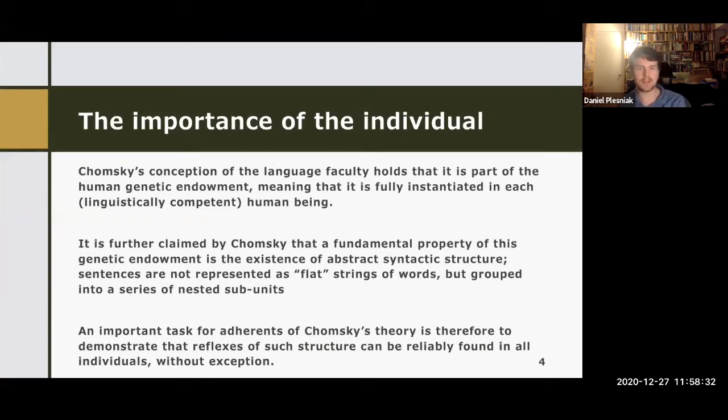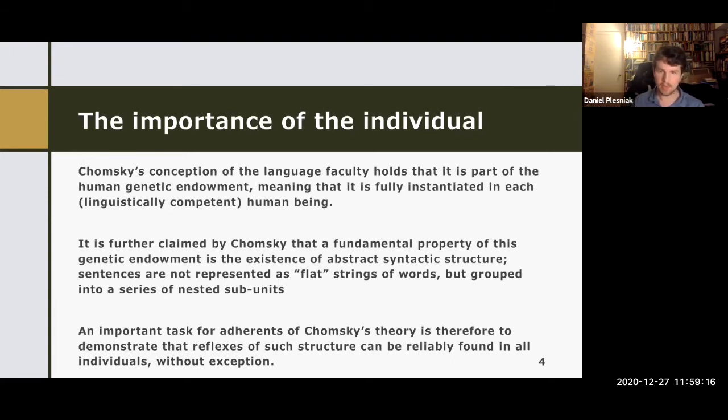But so, the importance of the individual. Going all the way back to Chomsky and basic ideas about the language faculty, the idea is that it was part of the so-called genetic endowment, meaning that it's fully instantiated in each human being, or at least any linguistically competent human being. Of course, some people may have brain damage or something that would damage that, but assuming none of that holds, we all fully have inside of us a language faculty. This is the idea of language as a property of the biological organism, as opposed to a property of, say, the society or a sort of Platonic idea floating out there. It's something that's within you, every person.